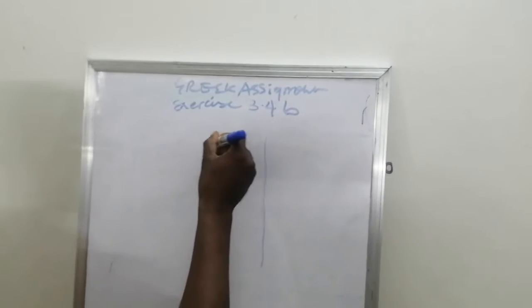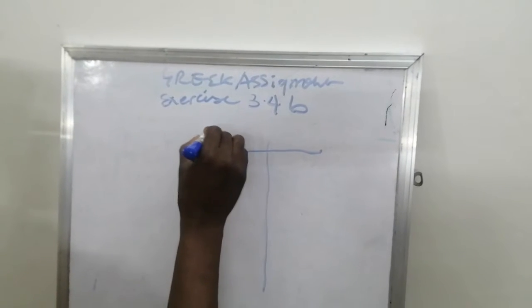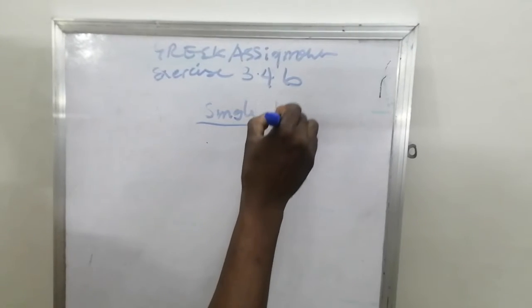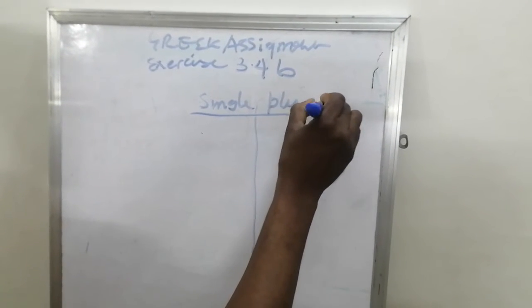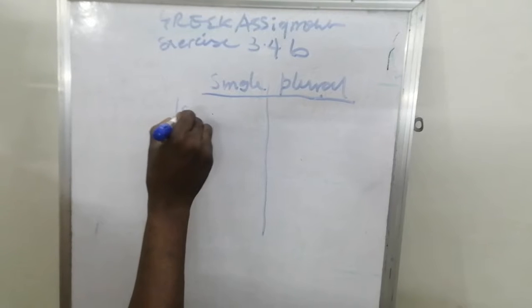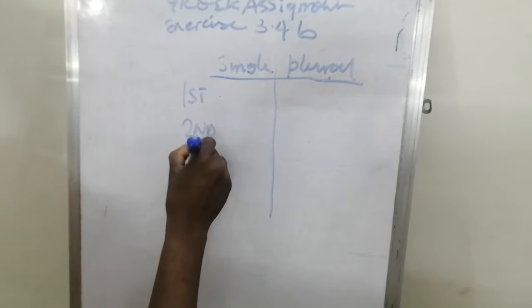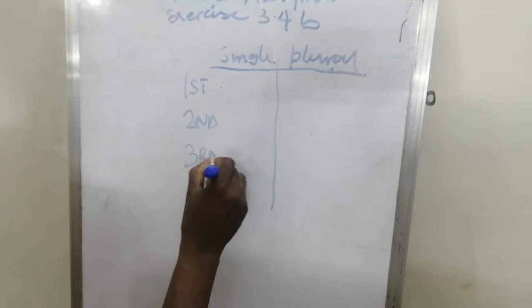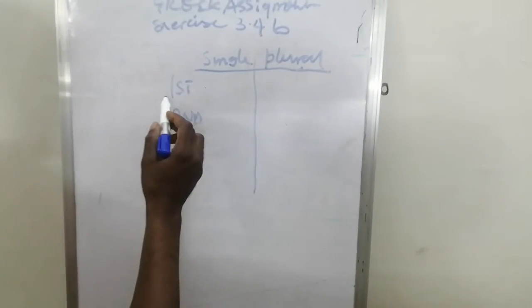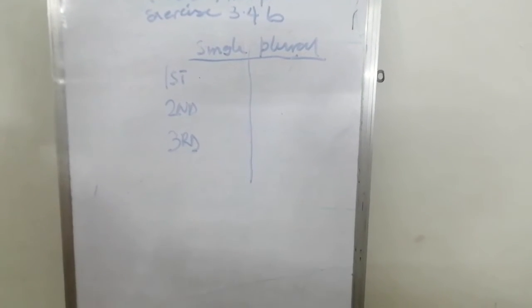We put a chart like this, and on one side we put singular, and on the other side we put plural. Then we have first person, second person, and third person. So whatever falls on the chart, we'll know whether it's plural first or plural second or singular third or singular first, just the way it goes.